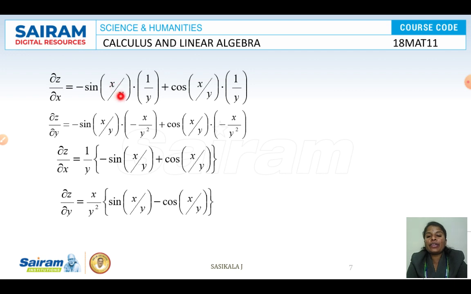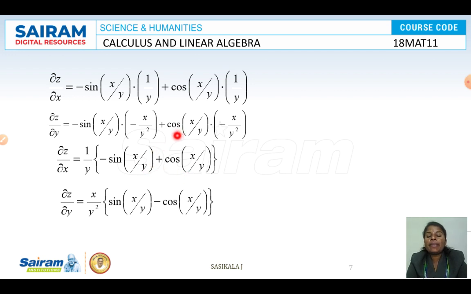Again x by y you can do, it will become 1 by y because y is a constant. Only x is a variable. Plus, what is that? Cos of x by y into 1 by y. Next, dou z by dou y is equal to minus sin of x by y into minus x by y square, plus cos of x by y into minus x by y square. So dou z by dou x is equal to 1 by y of, you can take 1 by y as common, cos of x by y minus sin of x by y.